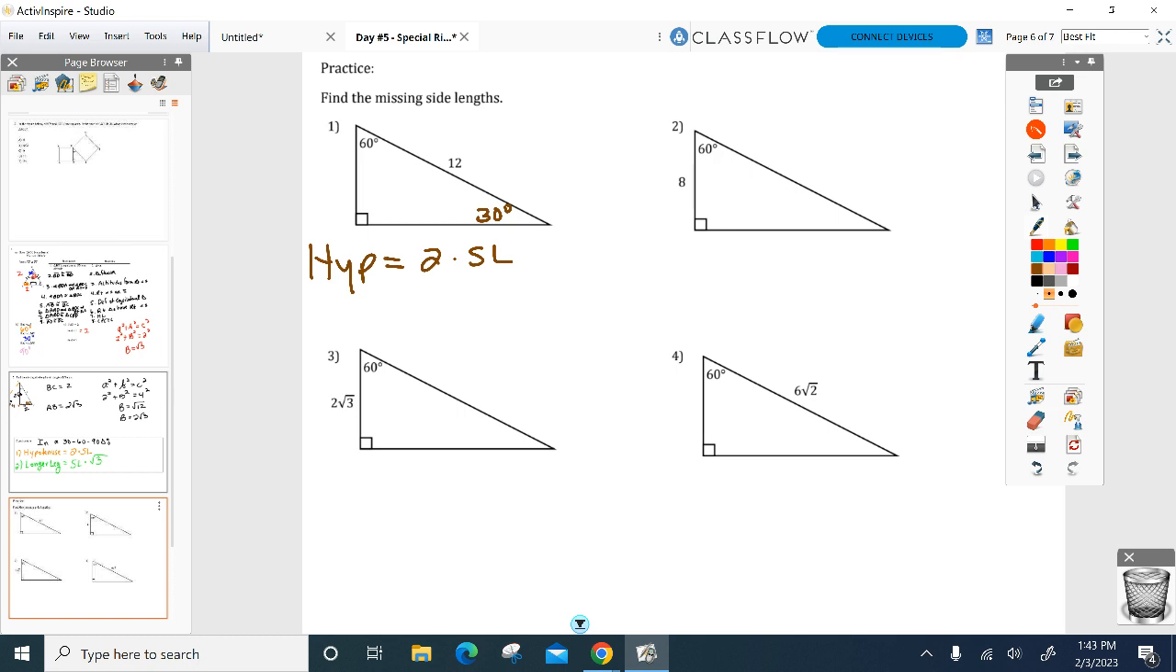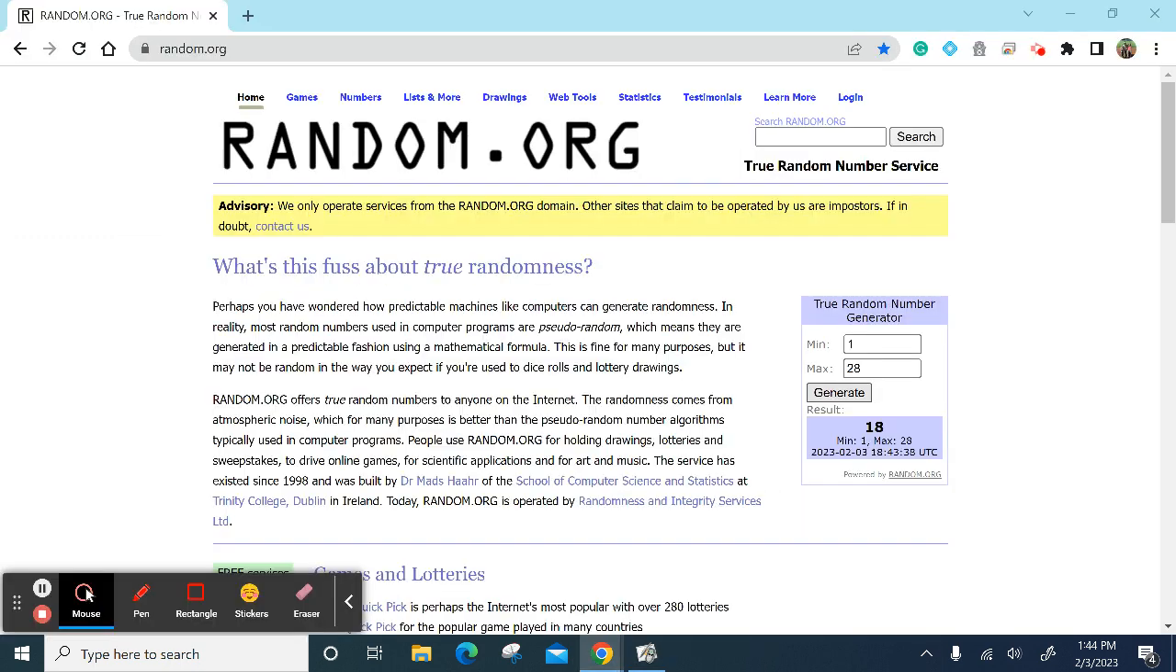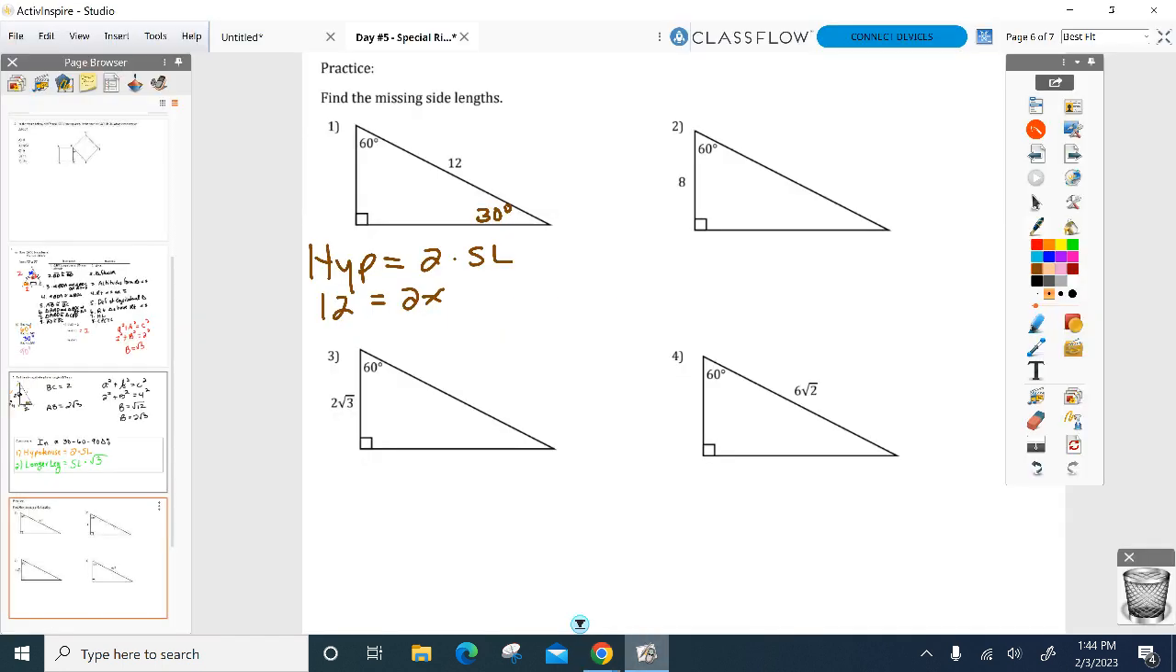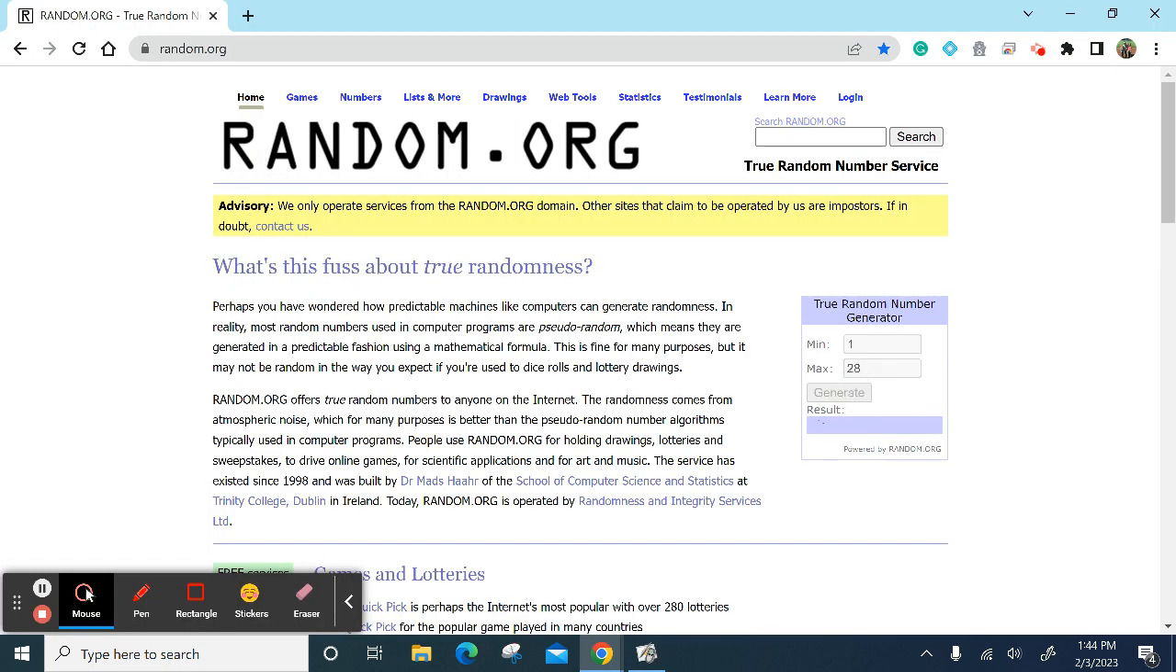Plug in 12 for hypotenuse. 2 times. Now you can find the shorter leg. You want to keep it SL? Fine. You want to call it X? Call it X. It's up to you. So what is the shorter leg? How long is it if you solve for X now? How long is the shorter leg? Shorter leg is 6. Good job. That's across from the 30 is 6. Now I need your help finding my longer leg. Across from the 60. How do you find the longer leg? Let's talk.